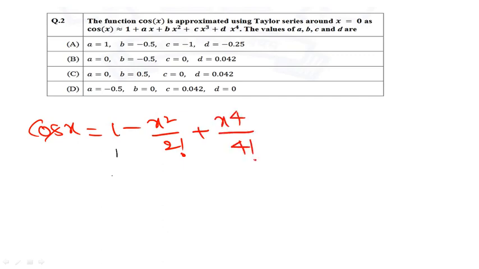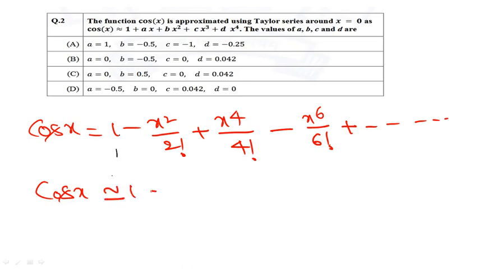Cos x is an even function that can be written as 1 minus x square by 2 factorial plus x power 4 by 4 factorial minus x power 6 by 6 factorial plus and so on. When we consider this up to x power 4, it will be approximated to 1 minus x square by 2 factorial plus x power 4 by 4 factorial, excluding all the remaining terms, up to the 4th degree.